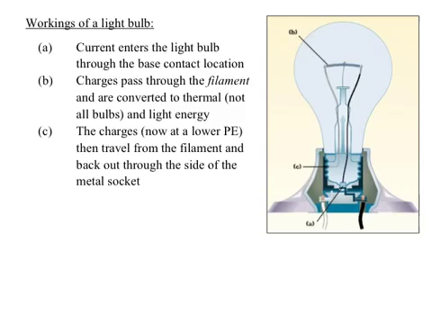Current enters the light bulb through the base contact location. Charges pass through the filament and are converted to thermal (not all bulbs) and light energy. The charges, now at a lower PE, then travel from the filament and back out through the side of the metal socket.